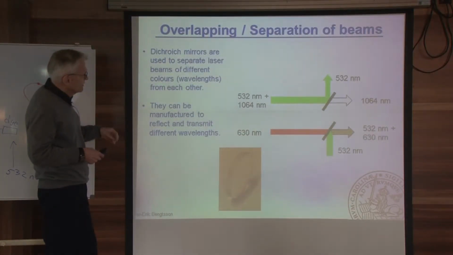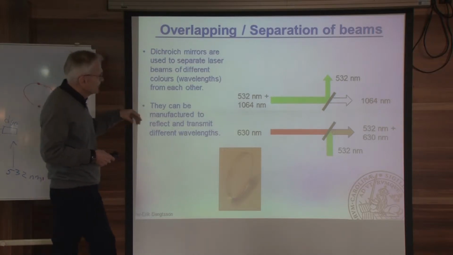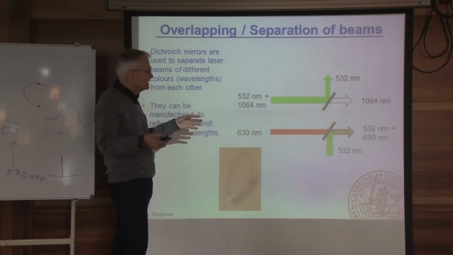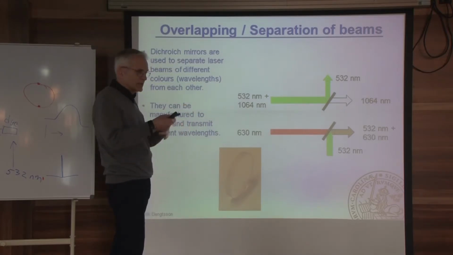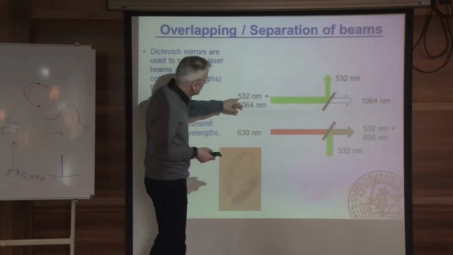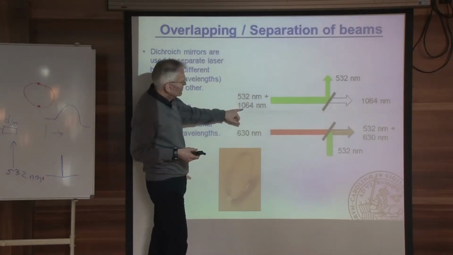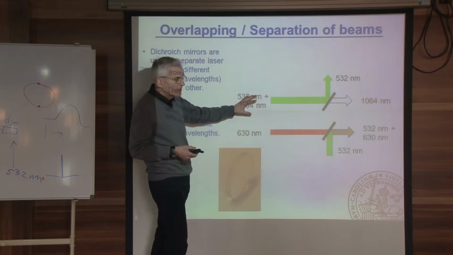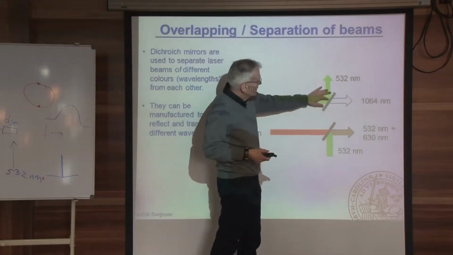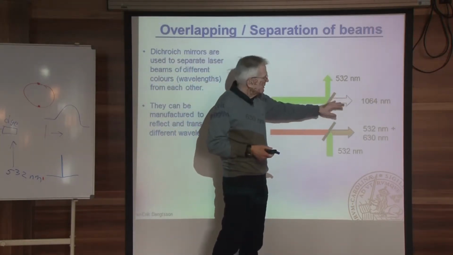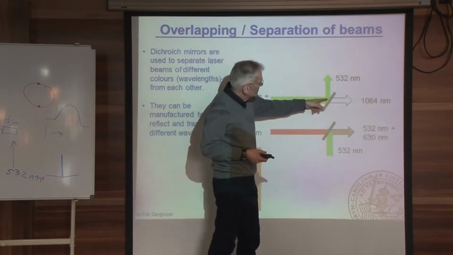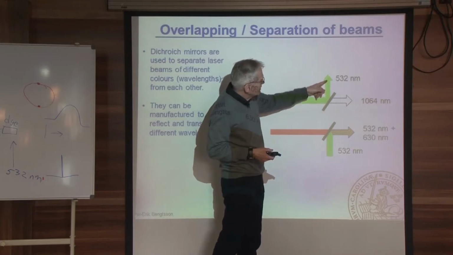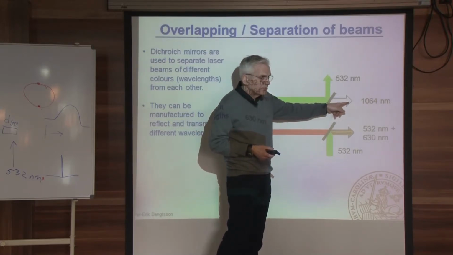One important part is, for example, dichroic mirrors. That means that in some techniques, we want to overlap beams, or want to distinguish them. When we have a laser, we have 532 and 1064 on top of each other. And then we want to separate the 532 from the 1064. Then we have a special mirror, which is called a dichroic mirror, that reflects the green beam and transmits the infrared.